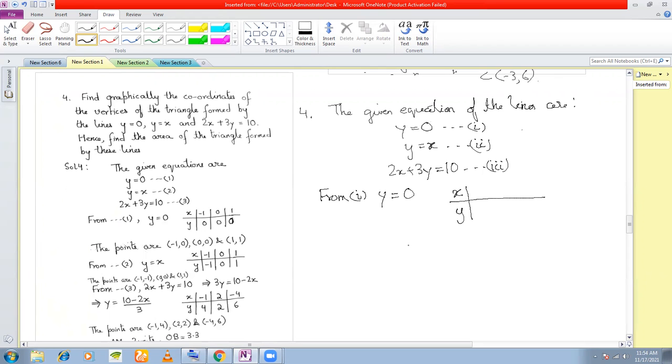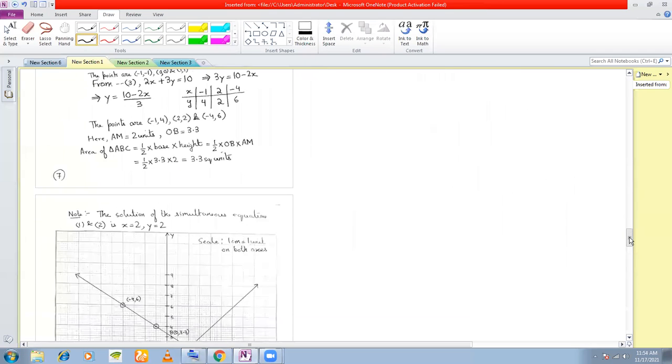So x, and you have y. You can have 3 points here. Now see, y is equal to 0, so throughout the value of y will remain 0. And as far as x is concerned, you can take any value you want, because there is no x here. So let's take the values as -1, 0, 1. So the coordinates are (-1, 0), (0, 0), and (1, 0). Now you can plot these individually.